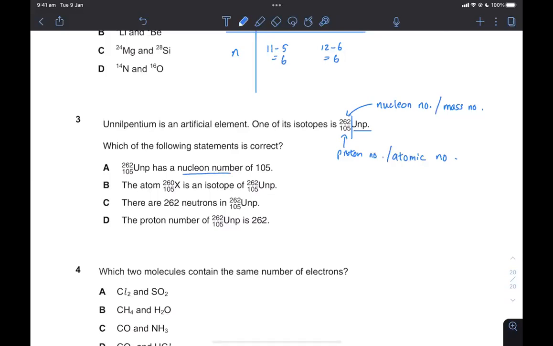Nuclear number of 105 is wrong. That is proton number. The proton number is 105. The nucleon number is 262. Okay, A is wrong. You want the correct one.